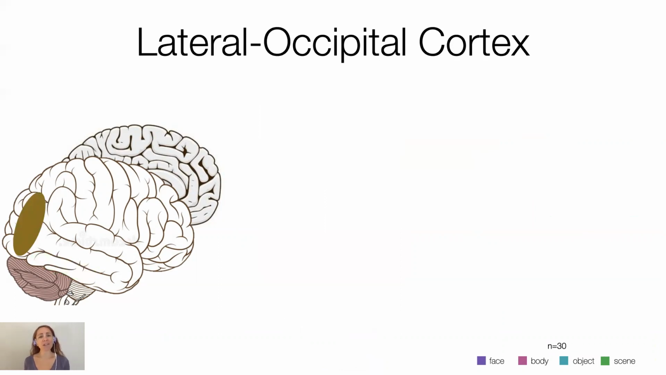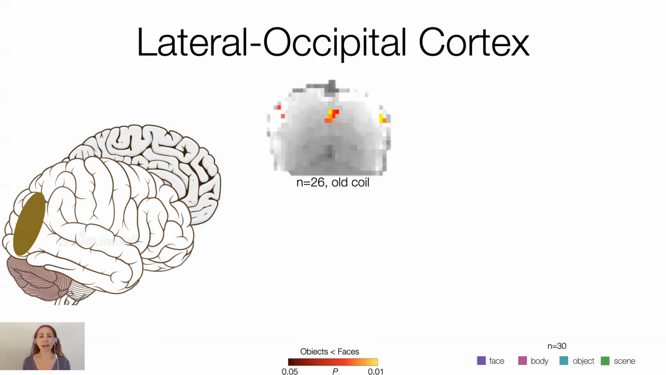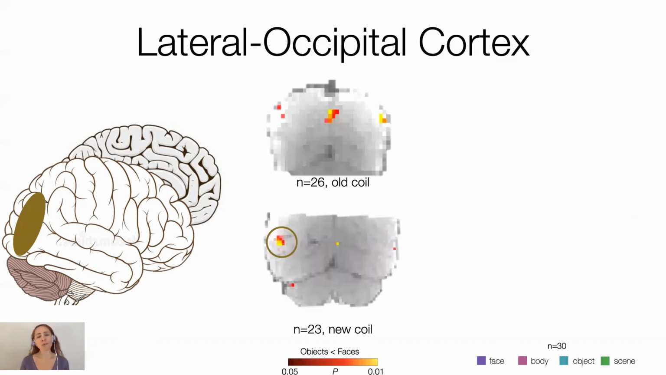What about the lateral occipital cortex? This region is earlier in the neural hierarchy than the ventral temporal cortex and is where the occipital face area is found in adults. In the group random effects analysis, we did not observe a face response in the old coil datasets. We did, however, find a face response with the new coil data that was more dorsal than what we would expect for the OFA.